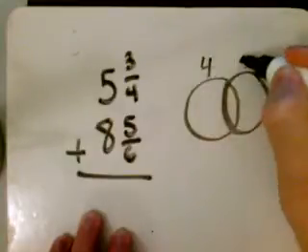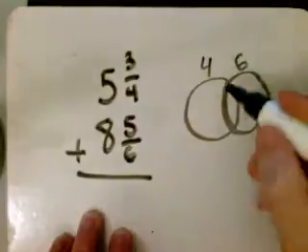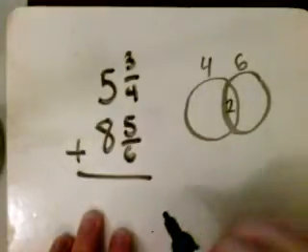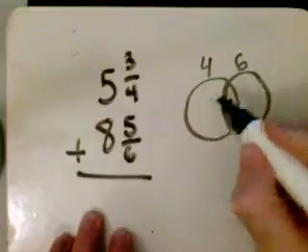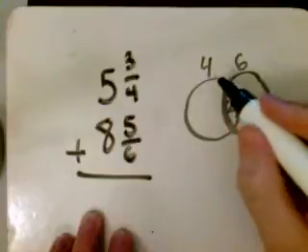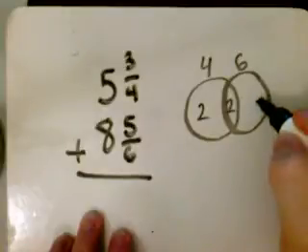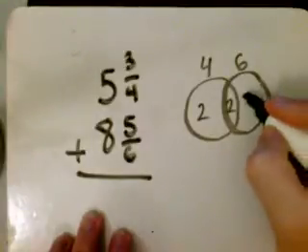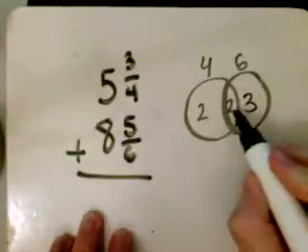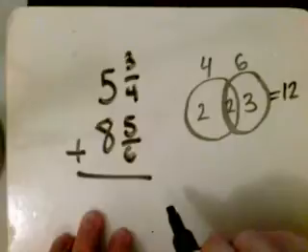So I have 4 and 6. So just ask yourself, okay, what do they have in common? 2, and that's their GCF, and that goes in the middle. And then on the side right here, just whatever the other factor. So what times 2 will give me 4? 2. And then do the same thing with the 6. What times 2 will give me 6? 3. And then multiply all those together. So 2 times 2 times 3 is 12, and that's my LCD.